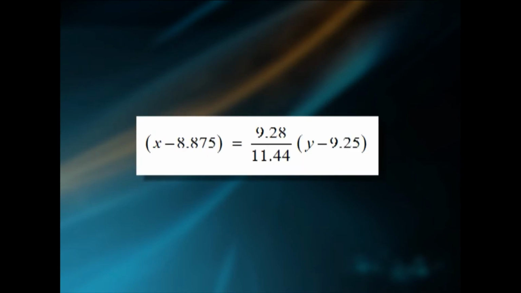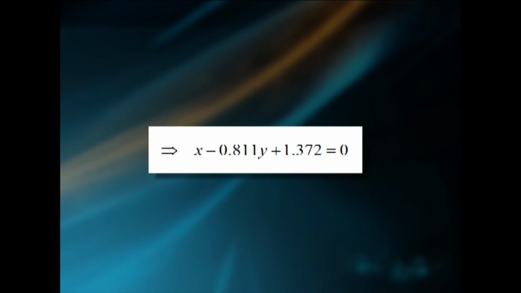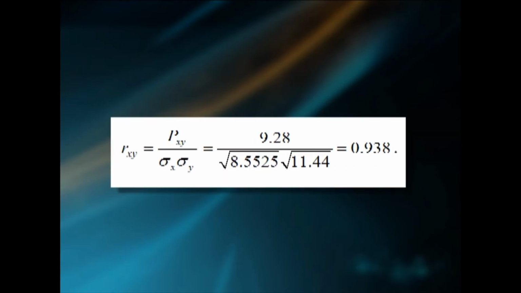The regression line x on y, x minus x bar equal to pxy by sigma square y into y minus y bar. This implies x minus 8.875 equal to 9.28 divided by 11.44 into y minus 9.25. This implies x minus 0.811y plus 1.372 equal to 0. Coefficient of correlation Rxy equal to pxy by sigma x sigma y, that is equal to 9.28 divided by square root of 8.5525 into square root of 11.44, that is equal to 0.938.